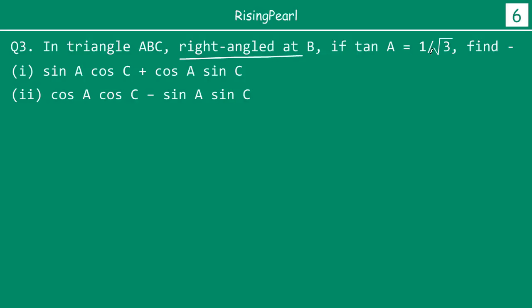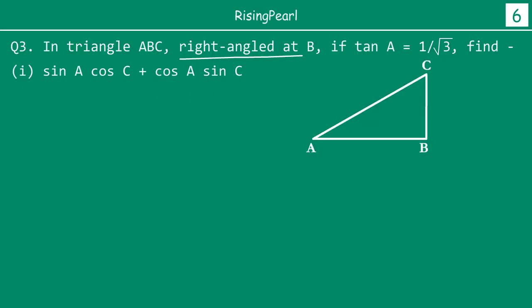Tan A is equal to 1 by square root 3. Find, and as you can see here friends, again another expression. So there are two questions. The first part is an expression I have to find, and the second question is another different expression we have to find. So let's take a look at them one by one.